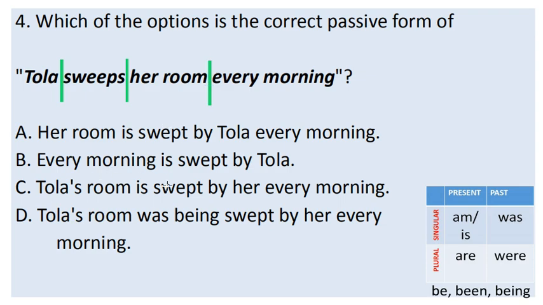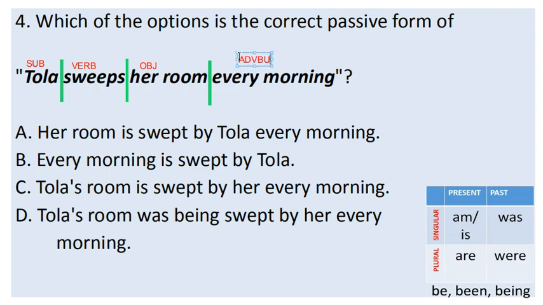Tola's room is swept by her every morning. D. Tola's room was being swept by her every morning. Okay, let's analyze it as usual. Tola is the subject. Sweeps is the verb. Her room is the object. Every morning is an adverbial of frequency.